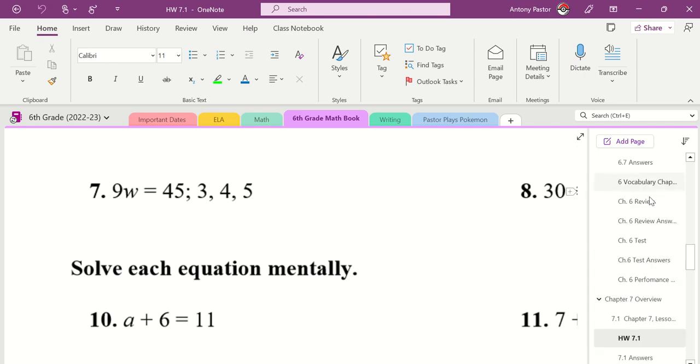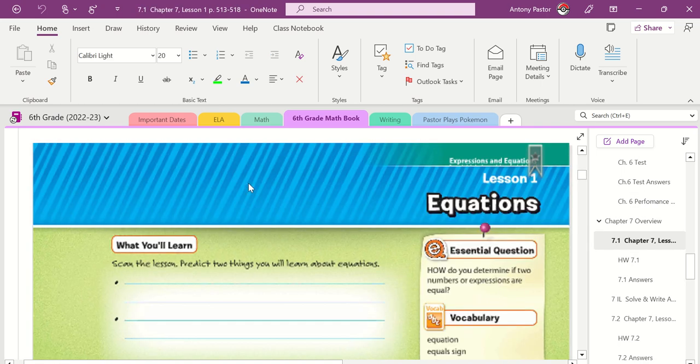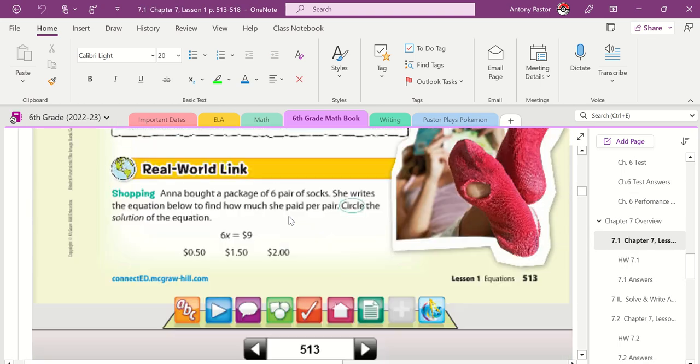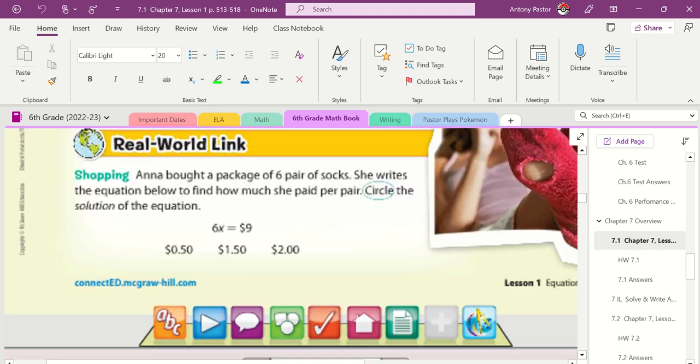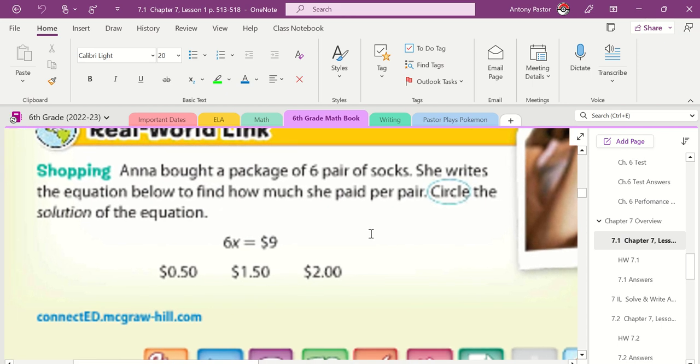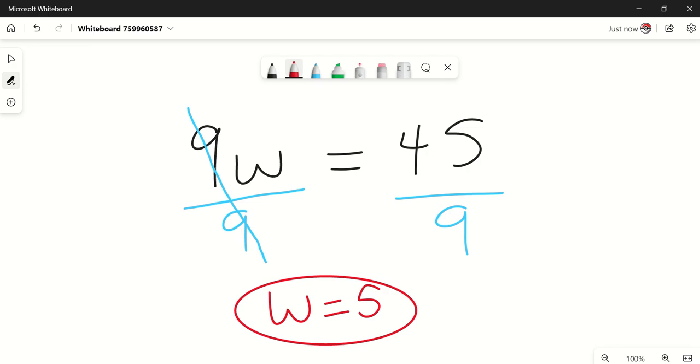Yeah, last period it took a little bit longer because we were learning things, but I mean, we're getting through this pretty quickly. So let's use this as an example. This one's a little bit harder. Anna bought a package of 6 pairs of socks, okay? She writes the equation below to find out how much she paid per pair. Circle the solution of the equation. So they're giving us options. We're going to ignore these options right now. 6 times X equals $9, because X will be the cost per pair of socks, okay?